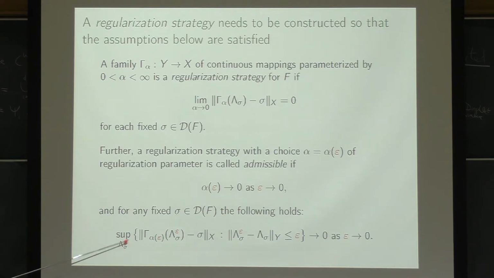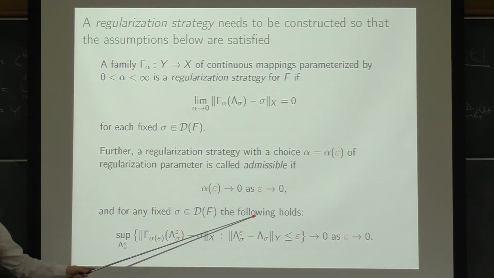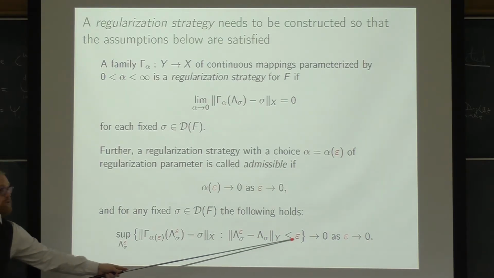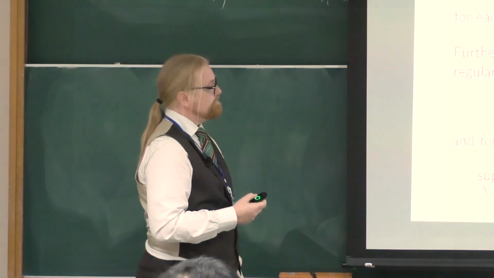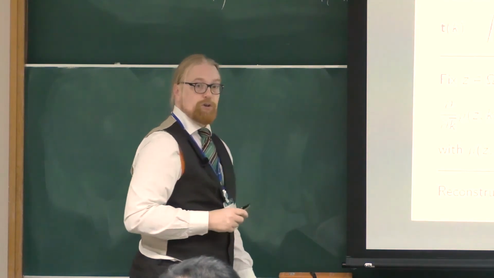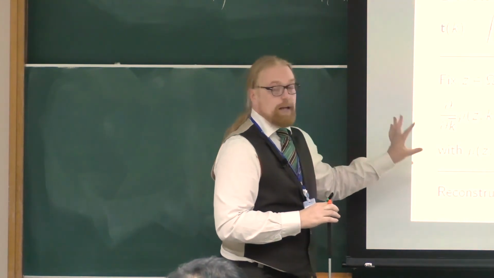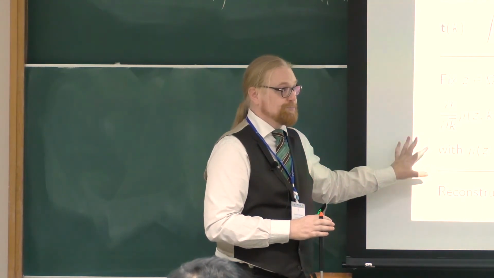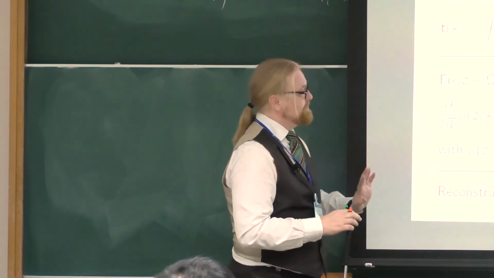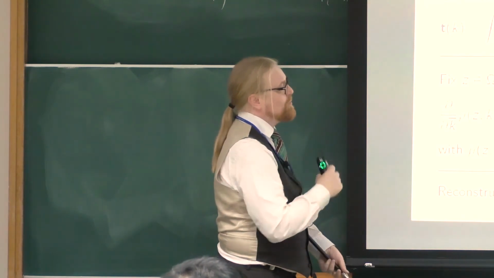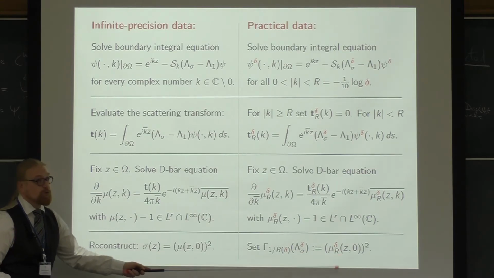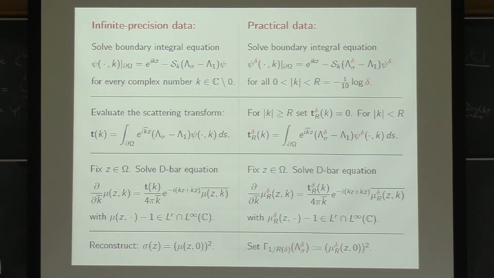And if we take the supremum over all data in the disk of noisy data with radius epsilon, this should go to zero. And this is how it all works. On the left-hand side column is Nachman's proof in a nutshell. Missing some parts, but the core parts are here, and this is what we have to do to make it regularized. So this is for infinite precision data.